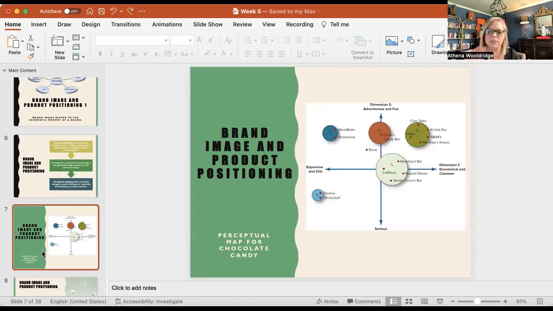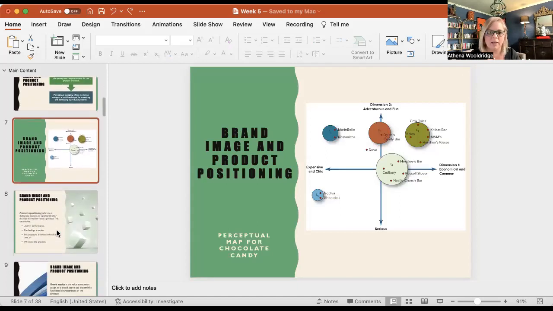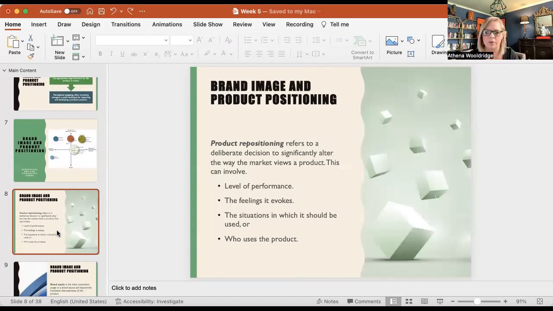Okay, this is a perceptual map. You will do a little bit of that in your assignment. We won't stay too long on that. That is in the lecture notes. You can look at it. It's also given a bit more detail in the book.